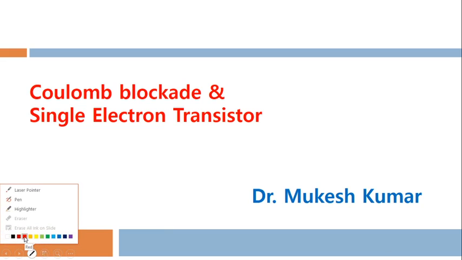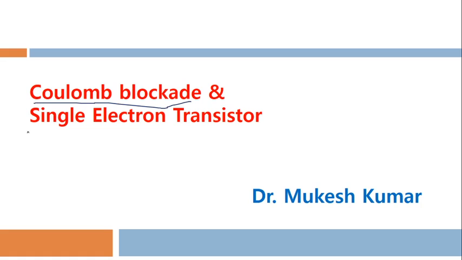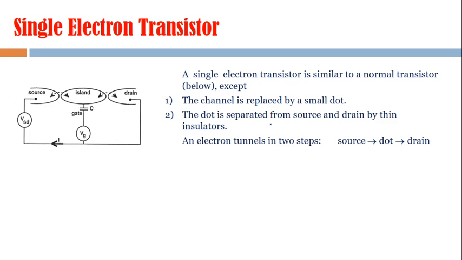So students, the title of today's lecture is Coulomb Blockade and Single Electron Transistor. Coulomb blockade is a new concept for you, and the working of the single electron transistor is based on the Coulomb blockade effect. So first let's see what a single electron transistor is, and after that we will try to understand what this Coulomb blockade effect is.